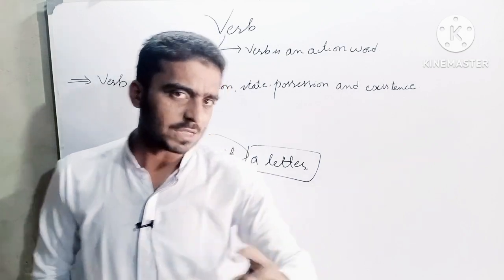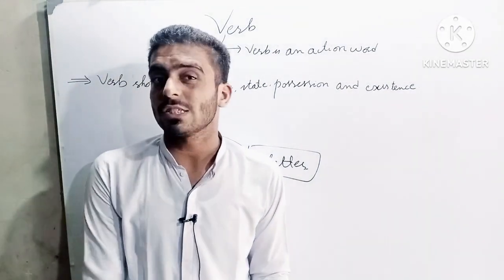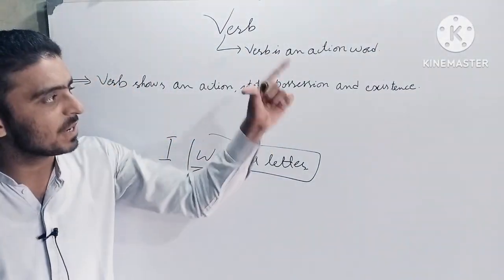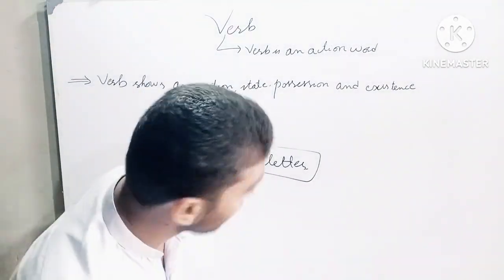So the verb plays a very important role in making sentences. Whether we are speaking or writing, it has a vital and essential role in English. Today we are going to learn the definition of the verb, why we use verbs, what the kinds of verbs are, and what their usages are. So let's start with the lesson.